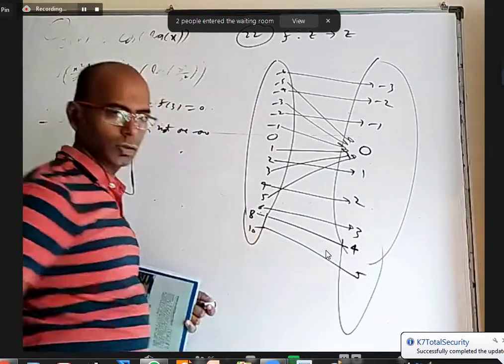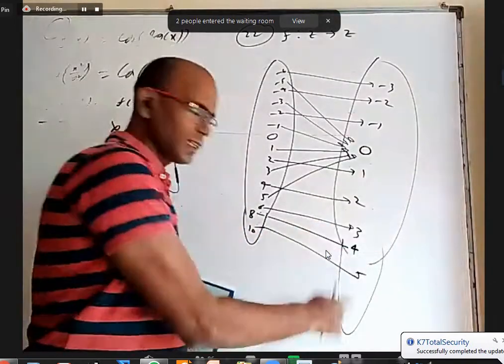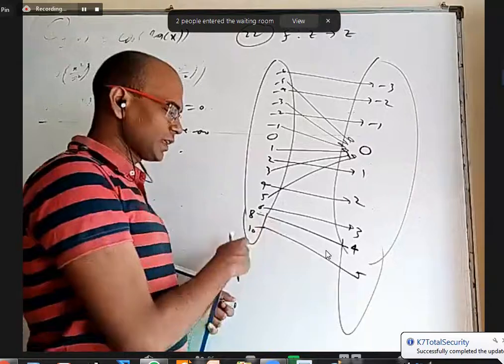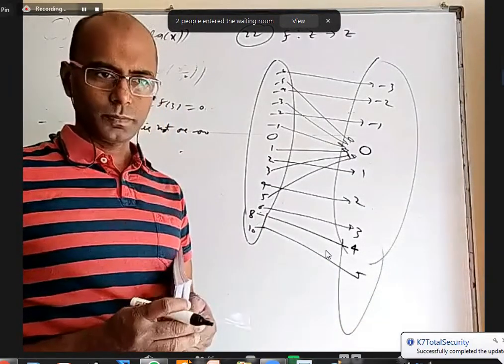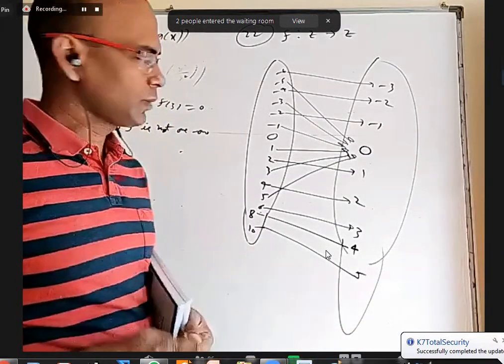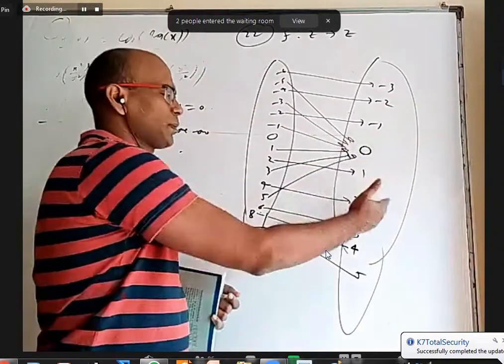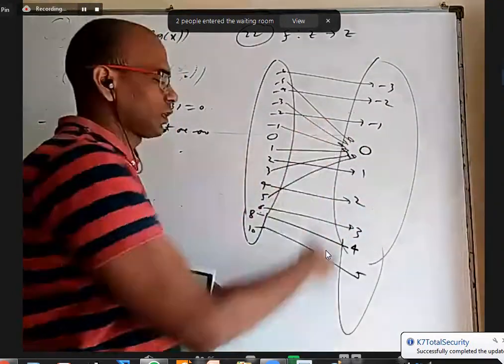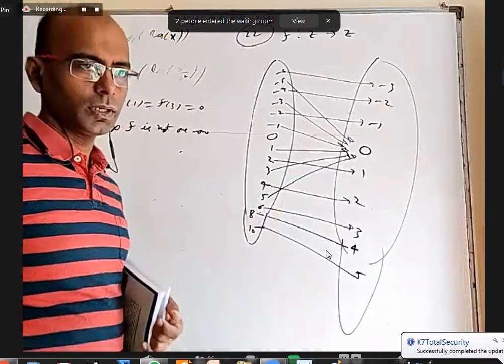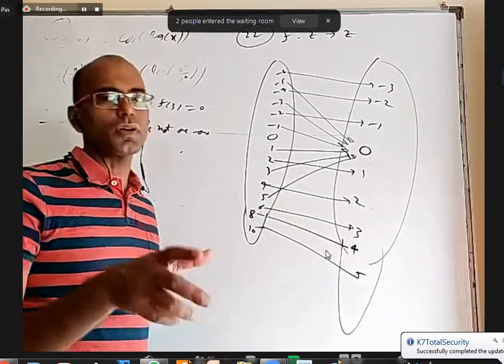So you take any integer here, you take double of that number here, it will be connected to that. So everything has a pre-image. So range and codomain are same. So this is not 1-1, but it is onto.